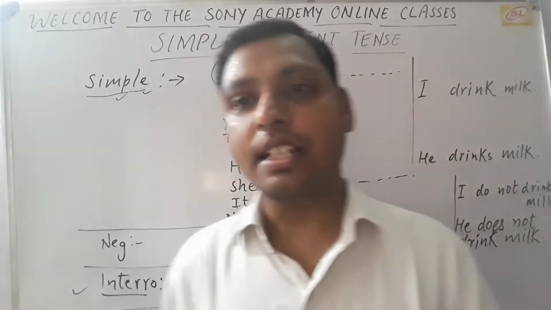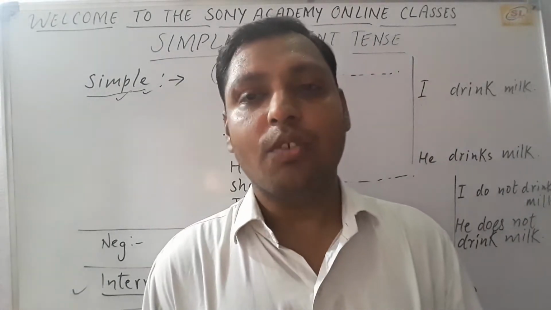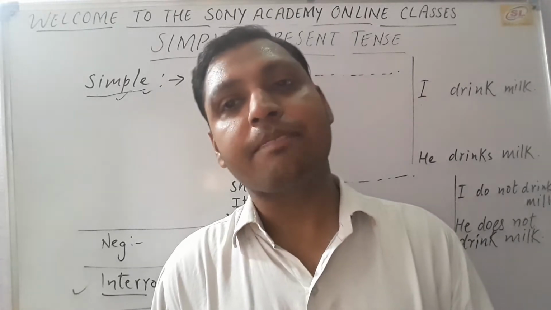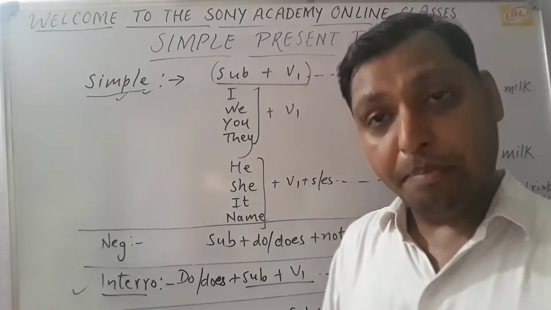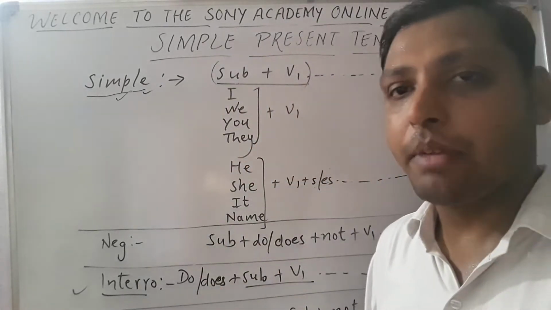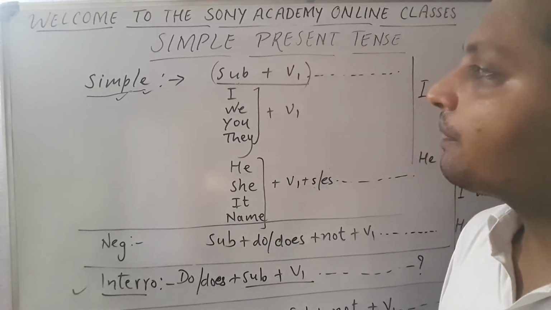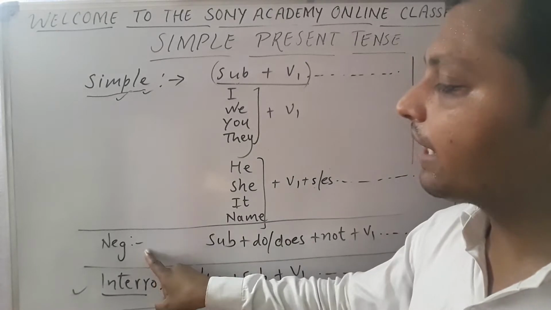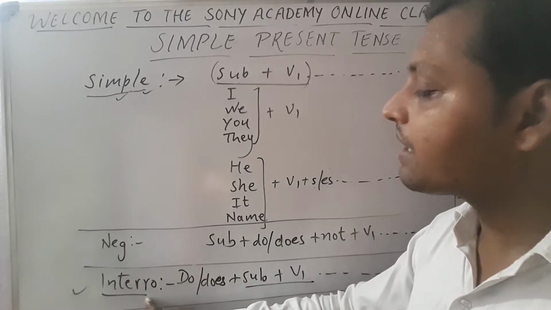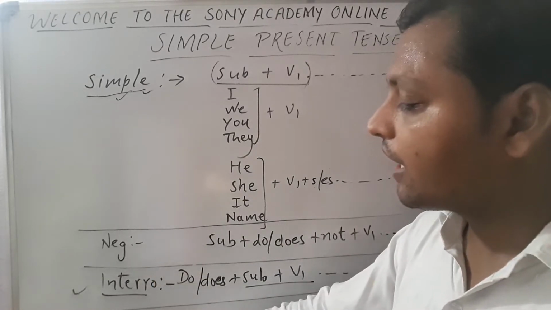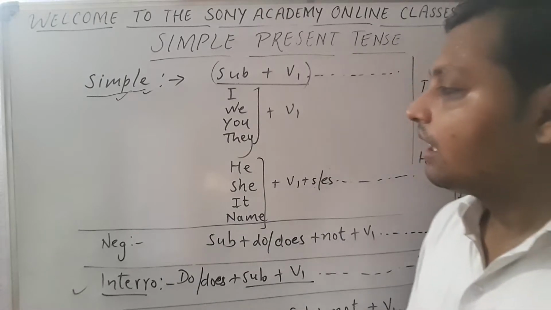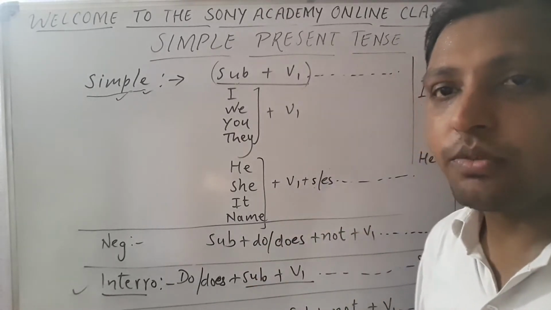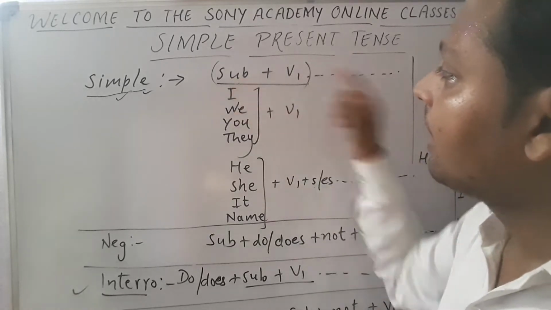The simple present tense is very simple. I will tell you the uses of it, but before I begin to tell you the uses, I am going to tell you the patterns in which it can be made. There are four patterns: pattern of simple sentence, pattern of negative sentence, pattern of interrogative sentence, and pattern of interrogative negative sentence.